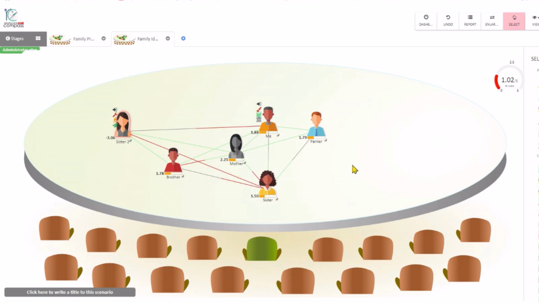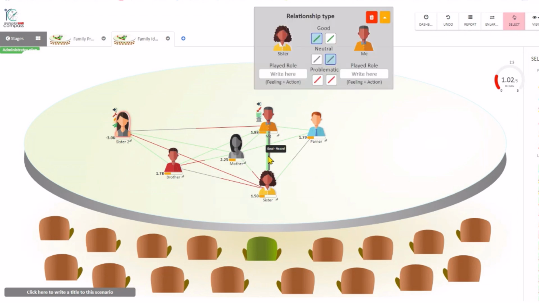Now looking at this, try to imagine a way that you'd like to see it differently. You can sit here in the green chair and look at that. What could happen there? Well, two things. It's between my two sisters. That's one. The sister below me, it's neutral. So it would be good to get that to good. So let's change that to good.